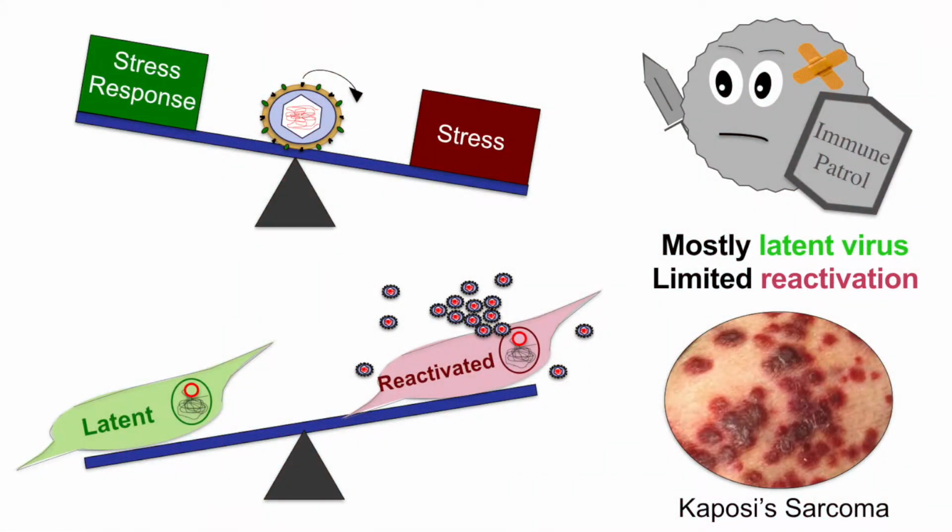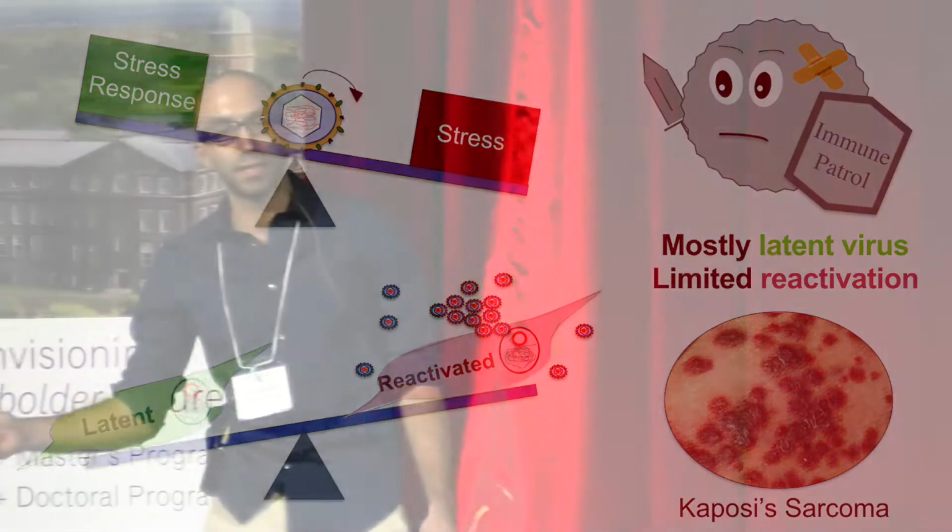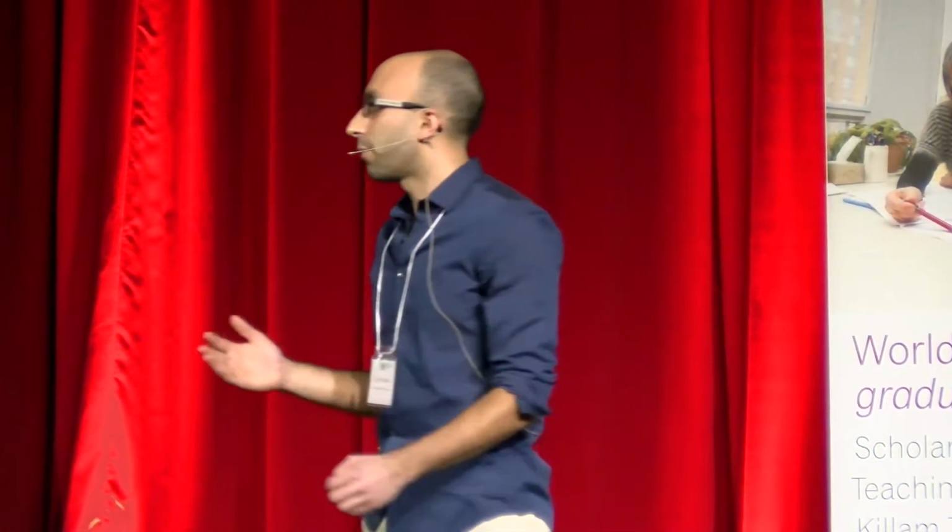In this case, the virus really needs to establish a fine balance between latency and reactivation. While latency is really good for hiding away from the immune system and initiating the cancer, it needs this reactivated state in order to produce more virus and progress the cancer further. However, it's not well understood how the virus is able to do this and regulate the balance between latency and reactivation. That's where my thesis comes in.